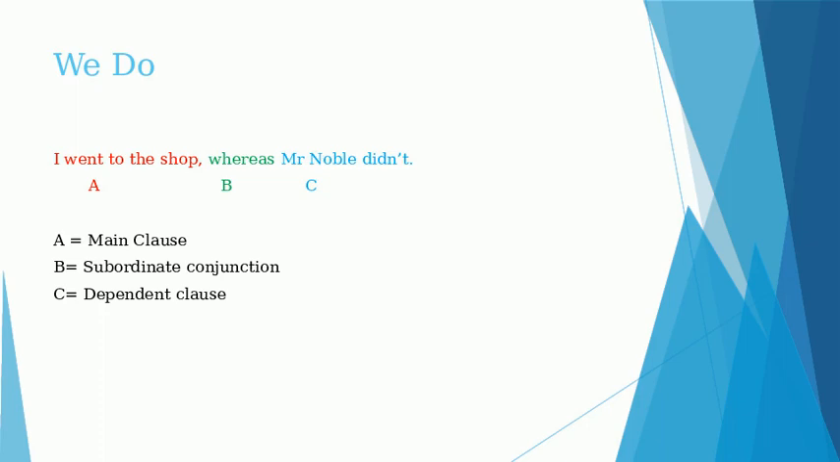A, I went to the shop. That's the main clause because that makes sense on its own. B is the subordinate conjunction because it leads us into the next part. And C is a dependent clause. Mr. Noble didn't. Okay? That doesn't make sense on its own. So that has to depend, it's dependent on the main clause. Good job.